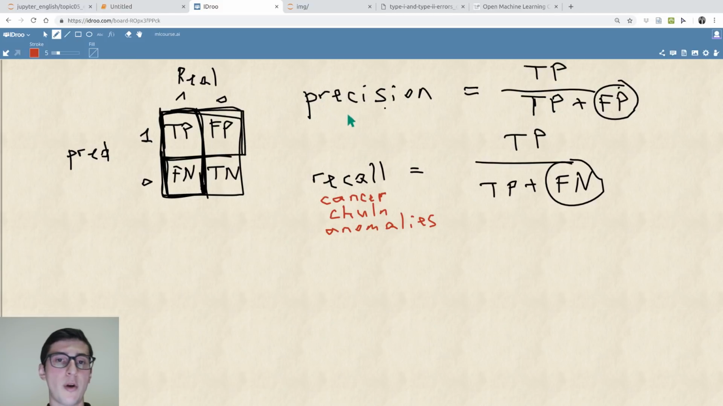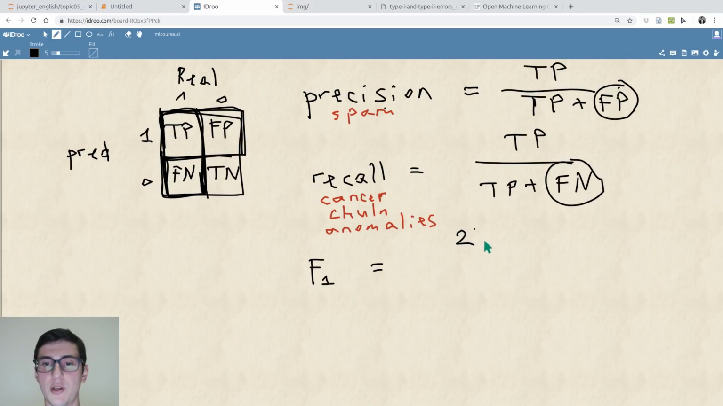Precision might be more important in our case, in case of spam, or in many other applications. But most probably you're not sure whether you need to focus on precision or recall, and you'll take a look at the average of these values, but not typical arithmetic average. One more metric is called F1 score. It's geometric average between precision and recall. So it's twice precision multiplied by recall and divided by their sum.